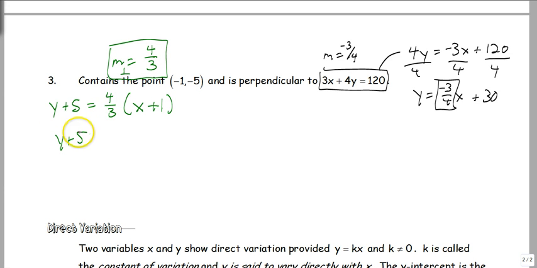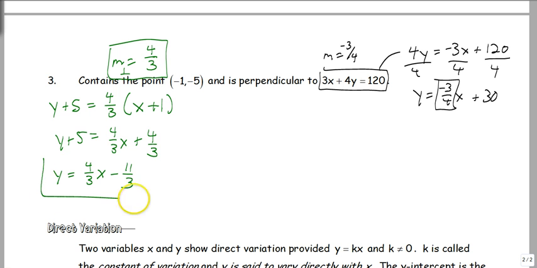Y plus 5 is equal to 4/3 x plus 4/3. Don't forget to distribute both things. Subtract 5 and you get y is equal to 4/3 x minus 11/3. And that is a line in slope intercept form that is perpendicular to that other line and contains the point -1, -5. Alright, so again, the key is if you need to get the slope from another line, get that line into slope intercept form and then figure out if you're taking the same slope or you're flipping it and changing it.